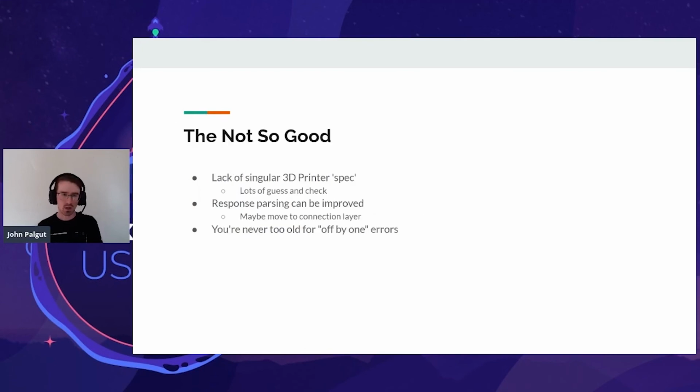What didn't go so well? I was honestly surprised by the lack of a singular 3D printing spec. It's wild to me that every firmware just kind of does whatever it's going to do and sends its own responses. Like I said, I was developing against a virtual printer plugin, and then I plugged it into my real printer, and all of a sudden there's just random spaces here and there. And so there was a bit of guess and check.